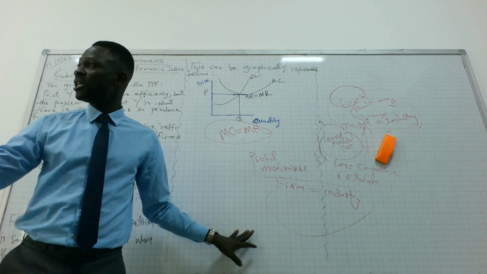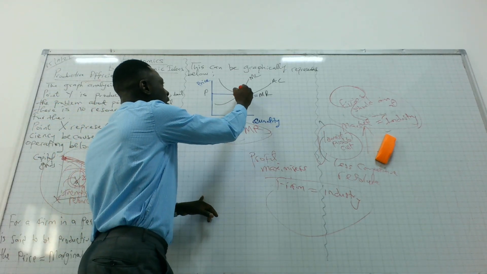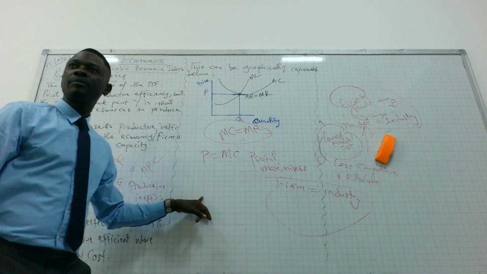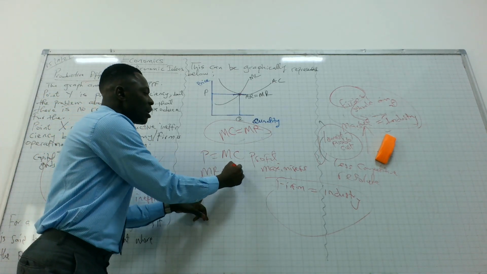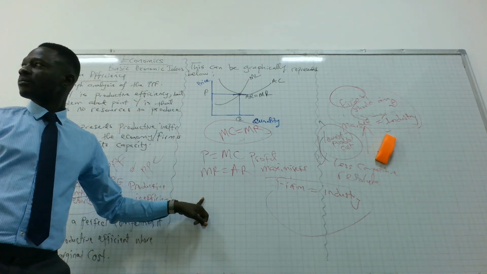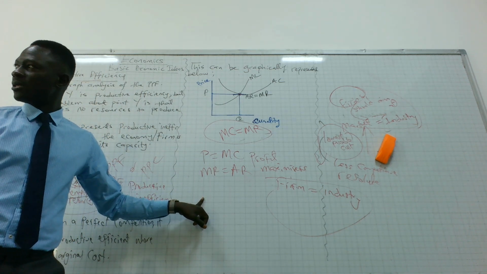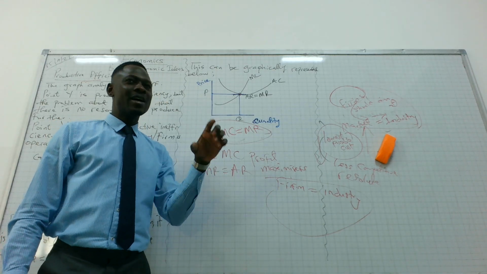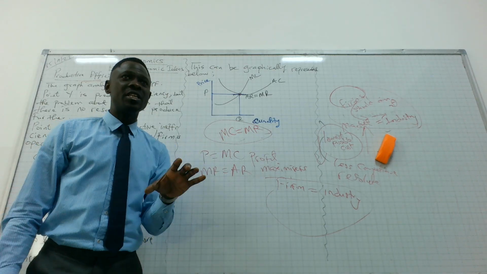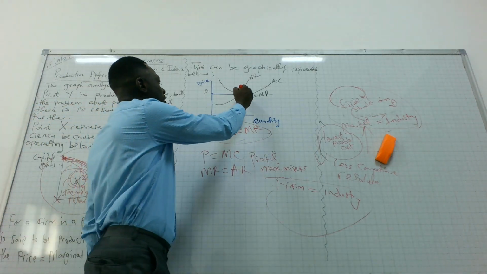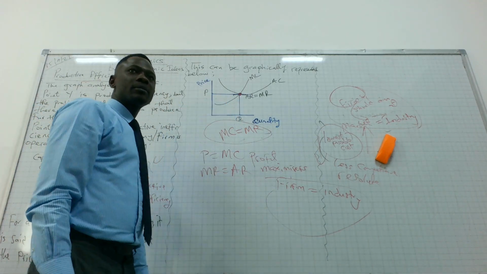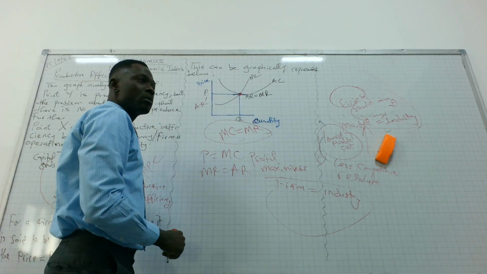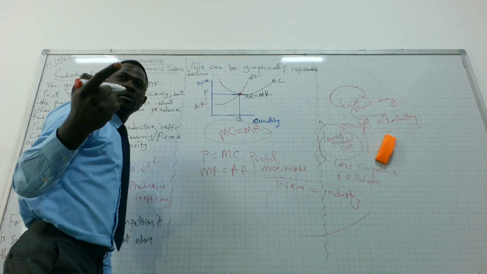So, a firm in a perfect competition will be considered productively efficient if it produces where the price equals the marginal cost, where P equals MC, or where MR equals AR. Do you get what I'm saying or not? Yes. In a perfect competition, a firm will be considered productively efficient if it is able to produce at this point. This point means P, which is the same as AR, equals MR.